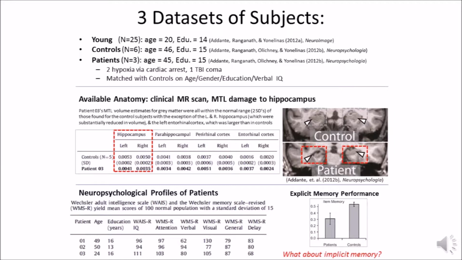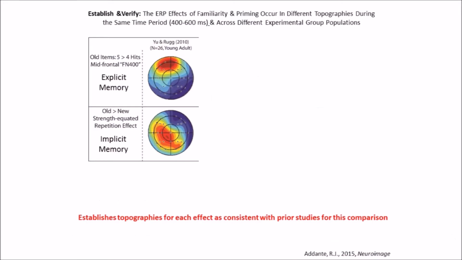And just to remind you, this was their damage. And we want to know now about implicit memory as opposed to their explicit memory. It turns out, this was the paper from Sarah Yu here, famous UTD alum. And first, I needed to know if in my paradigm, can I replicate what she found in a group of healthy 25 people? So that's what I did.